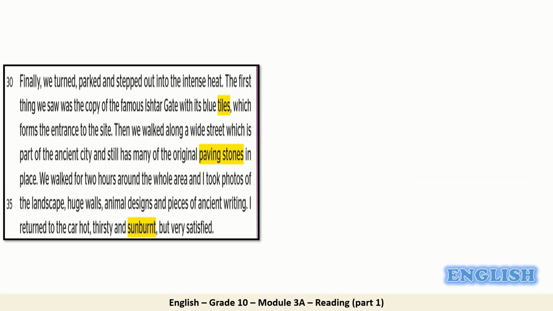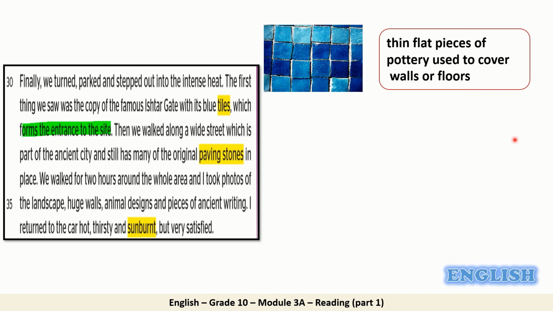Dear students, now in this part of the text we are going to identify the meanings of three vocabulary: tiles, paving stones, and sunburned. Let's read the sentence. The first thing we saw was the copy of the famous Ishtar Gate with its blue tiles, which forms the entrance to the site. Here the context that helped us identify the answer is forms the entrance to the site and is blue in color. So, tiles are thin flat pieces of pottery used to cover walls or floors. Moving on to the next one.